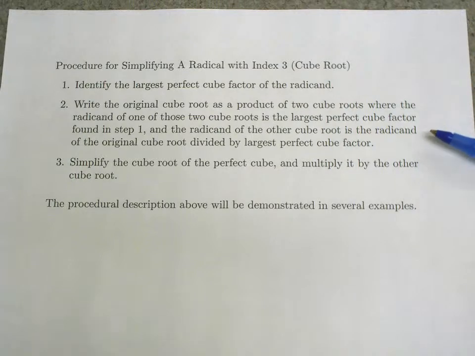And then in step 2, write the original cube root as a product of two cube roots, where the radicand of one of those two cube roots is the largest perfect cube factor found in step 1, and the radicand of the other cube root is the radicand of the original cube root divided by the largest perfect cube factor. In step 3, simplify the cube root of the perfect cube and multiply it by the other cube root. So this procedural description above will be demonstrated in several examples.